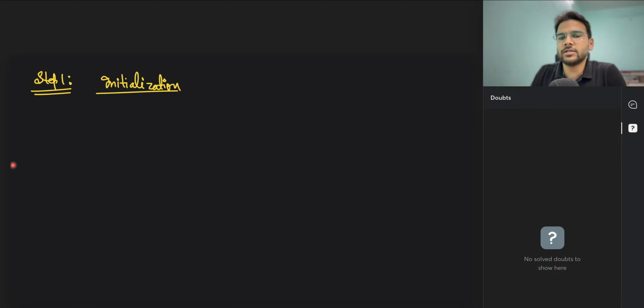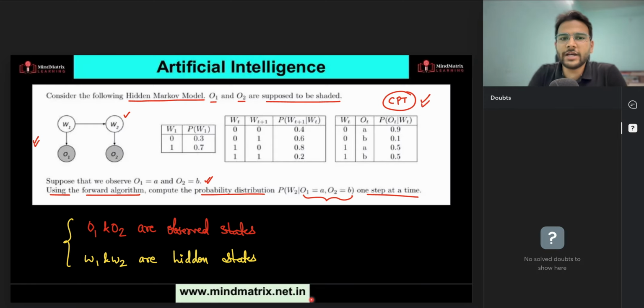Right? Step one is initialization. So you can initialize with t is equal to 1. Carefully see this. When we talk about the initial probabilities, if I ask you a simple thing, what is the probability of W1?